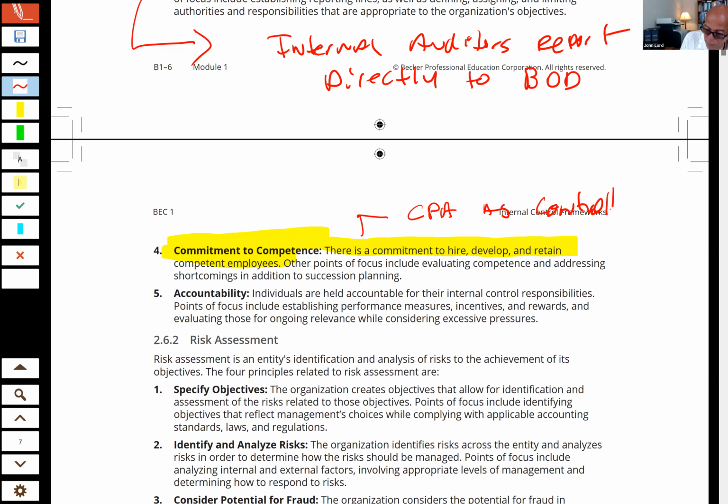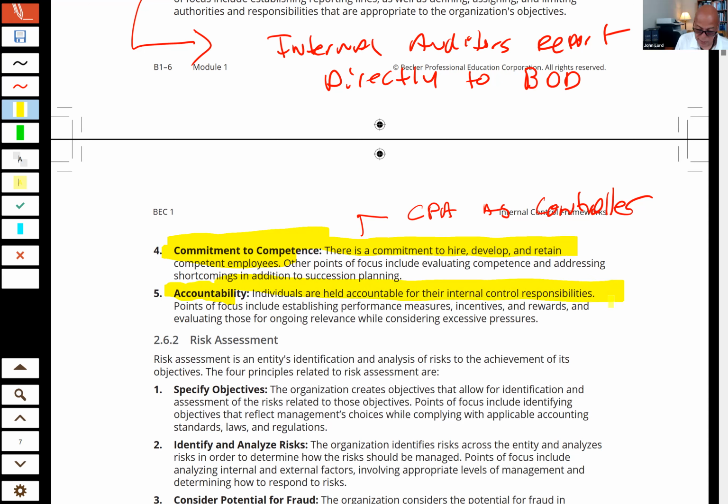Okay, these are the type of opportunities that come to you as you become a CPA. You'll probably get an opportunity to be a controller somewhere because you carry the competence. That license demonstrates the competence that you can carry out a responsibility such as a controller. Accountability: individuals are held accountable for their responsibility in internal control.